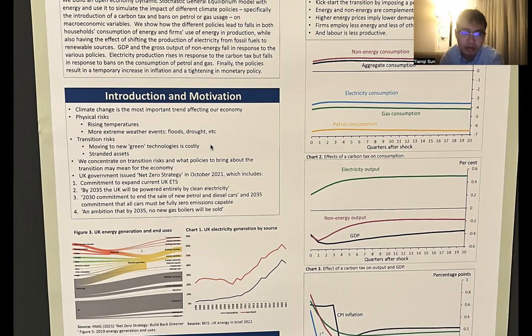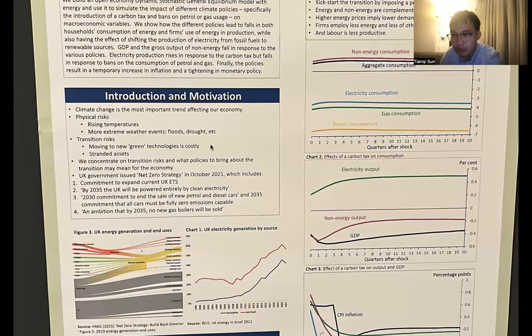And the UK government issued the Net Zero Strategy in October 2021, which is quite similar to the carbon neutralization initiative for 2050 for China that I discussed with Professor Jeffrey Sachs. And there's the commitment to expand the current UK ETS. And by 2035, the UK will be powered entirely by clean electricity. And there's a 2030 commitment to end the sale of new petrol and diesel cars, and a 2035 commitment that all cars must be fully zero emission capable.